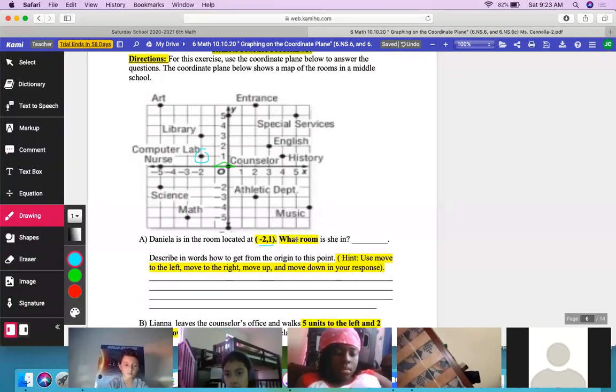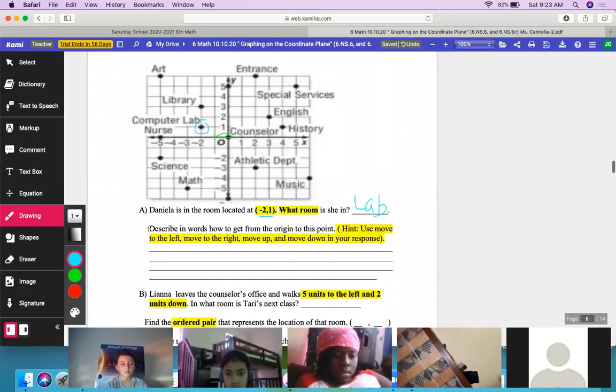The question says, what room is she in? It's good to know you know your quadrants. Answer, what room does she? Oh, the library. Oh no, the computer lab. The computer lab. I'm just going to put lab, okay? And you just told me in words how you got there. You said you start at the origin, right? Describe in words. You move 2 to the left, and then you move up 1. So you answered that one.